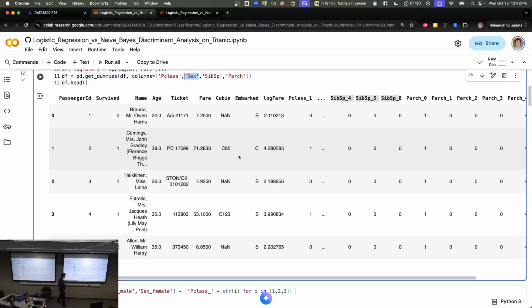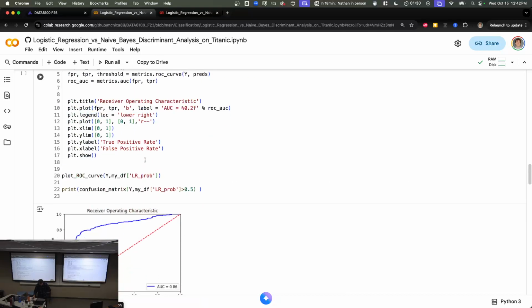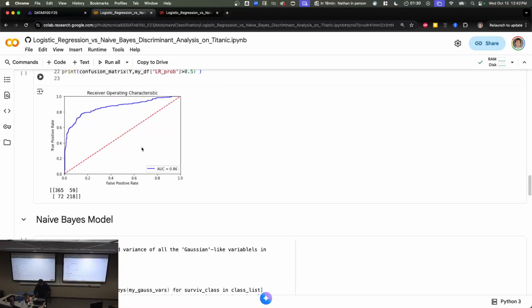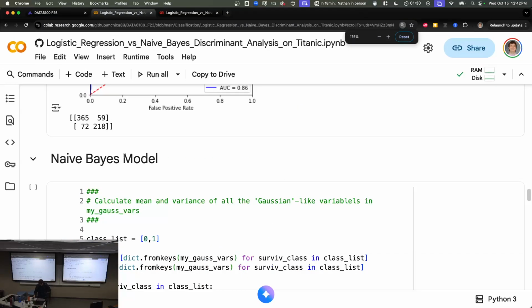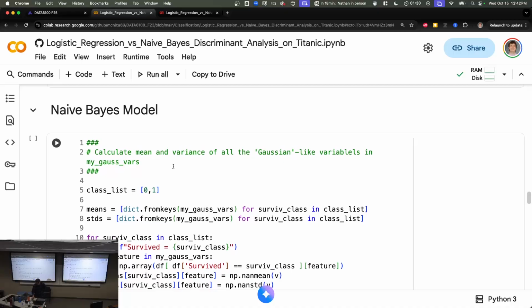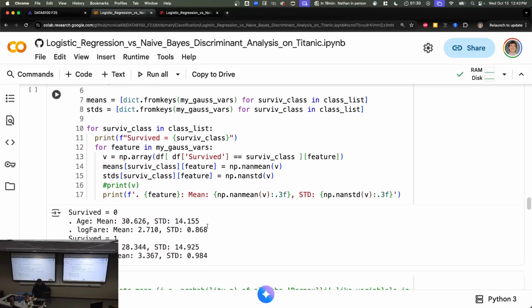But let's do it with naive Bayes. So I made some variables. Okay, we're going to get to this curve. We're going to talk about these kinds of curves next class. The thing I want to show you today is the naive Bayes. So how did I do naive Bayes? So I have two variables that are numbers. The two variables I have are age and the log fare.